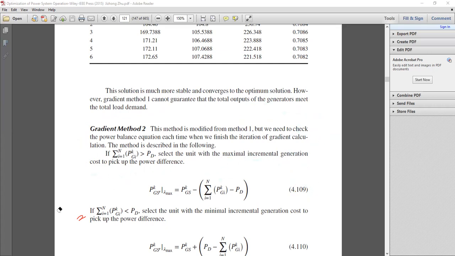So what should be the reverse manner? Lambda minimum. Yeah. If the total generation is less than demand, then you have to choose that unit. Because generation is less, you have to increase the generation, right? Forcefully, you have to increase the generation of any of the units. Which unit should you increase? The least cost unit, or the minimal incremental generation cost unit. Is it clear? Yes, sir.